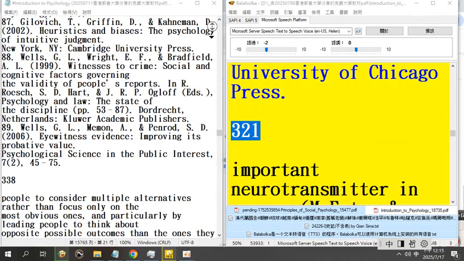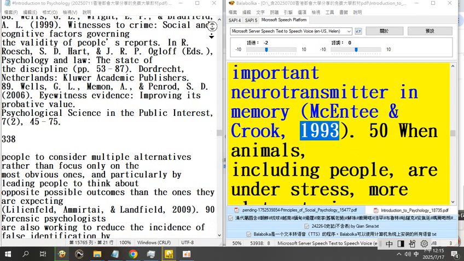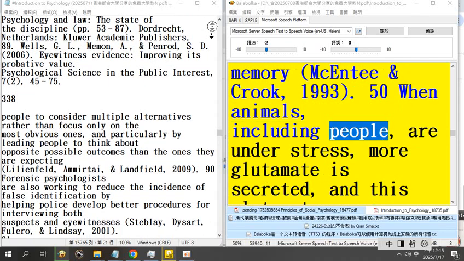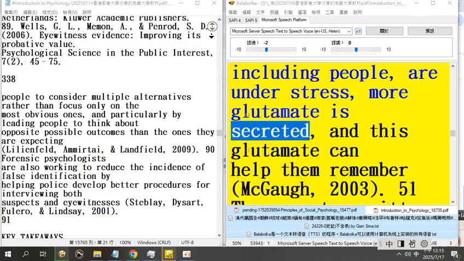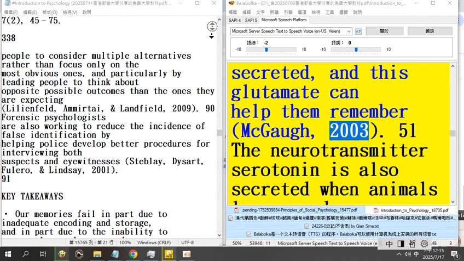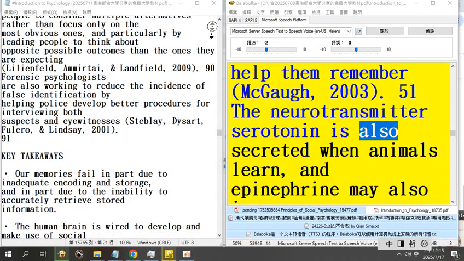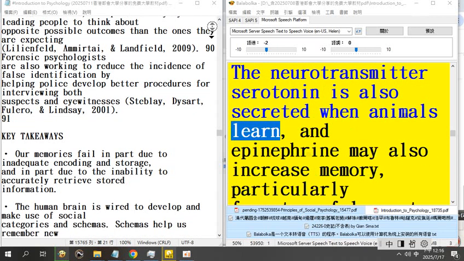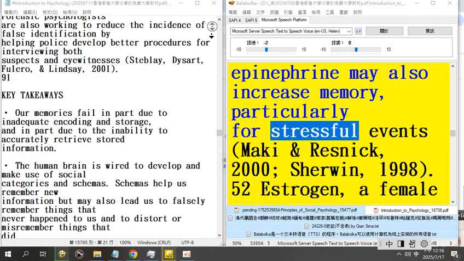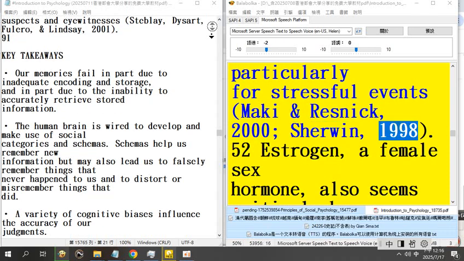Important neurotransmitter in memory (McEntee and Crook, 1993). 50. When animals, including people, are under stress, more glutamate is secreted, and this glutamate can help them remember (McGaugh, 2003). 51. The neurotransmitter serotonin is also secreted when animals learn, and epinephrine may also increase memory, particularly for stressful events (Maki and Resnick, 2000; Sherwin, 1998).